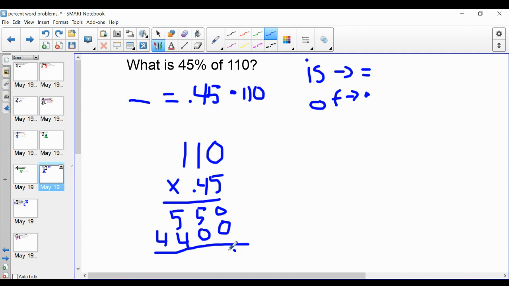We have 0. 5 plus 0 is 5. 5 plus 4 is 9. And then we add the 4. And again, we have to move in our 2 decimal places. So we're going to do 1, 2. And our answer here would be 49.5. Because again, 45% is smaller than 100, so our answer should be a smaller number.